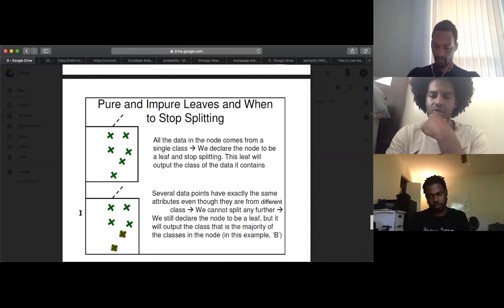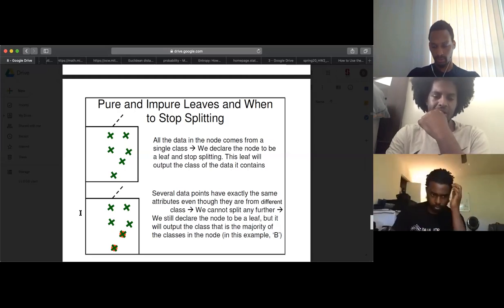That makes sense. I have a slightly different interpretation. I think those red dots are actually from class A, but because all the other attributes are the same, they just get lumped together. Oh, okay. Yeah, you're right. That's more logical.